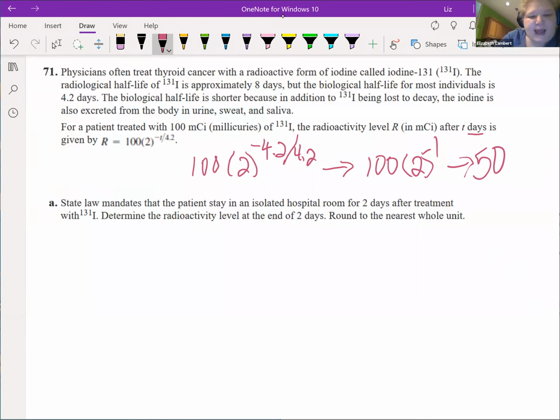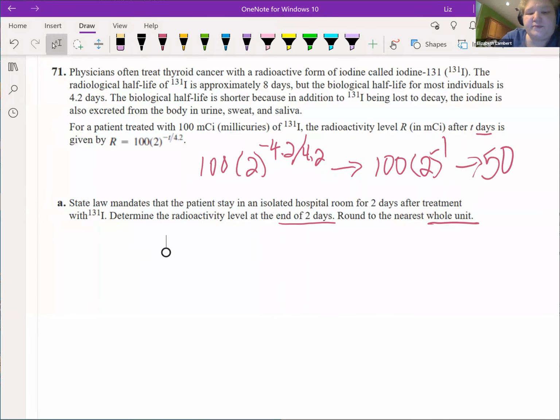So down here, A is asking, state law mandates that the patient stay in an isolated hospital room for 2 days after treatment with iodine-131. Determine the radioactivity level at the end of 2 days. Round to the nearest whole unit. All right. So we're going to use that same function, but it's telling us at the end of 2 days. That means we're going to plug 2 days into that, because mathematicians are quite literal.